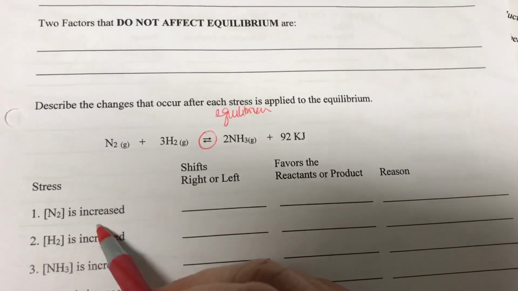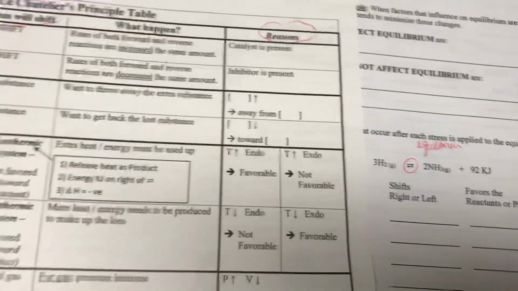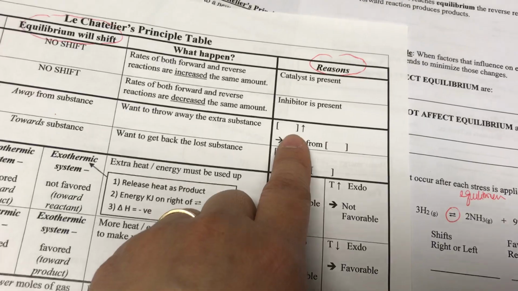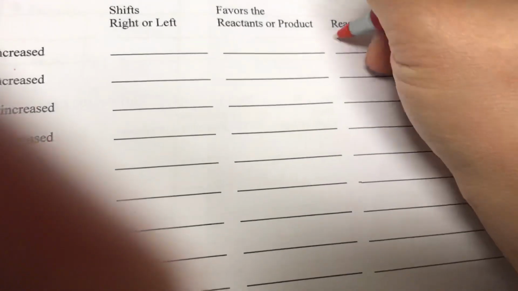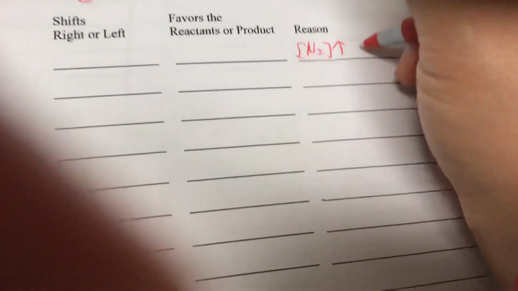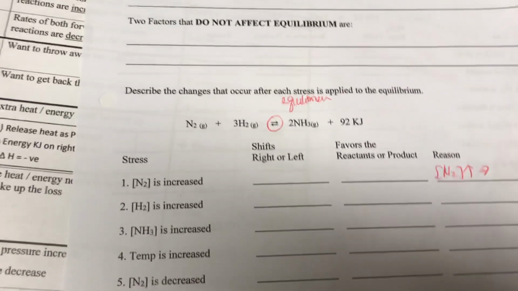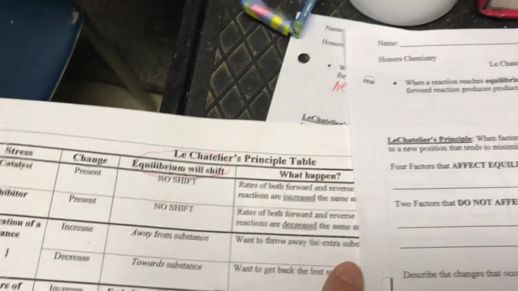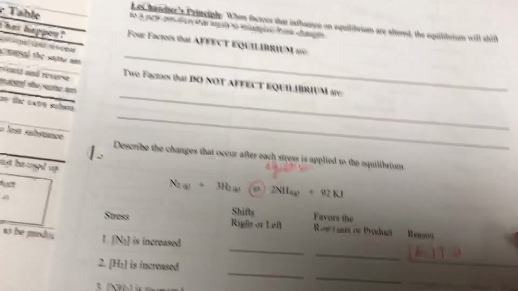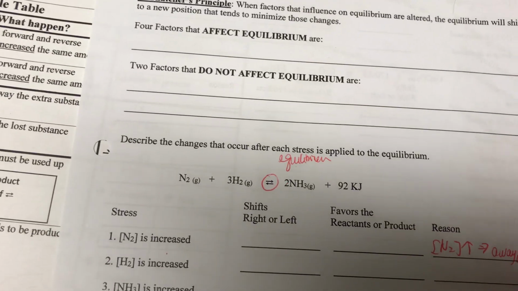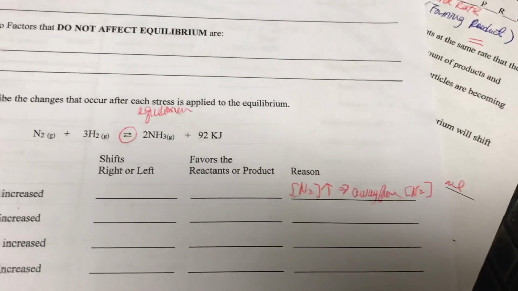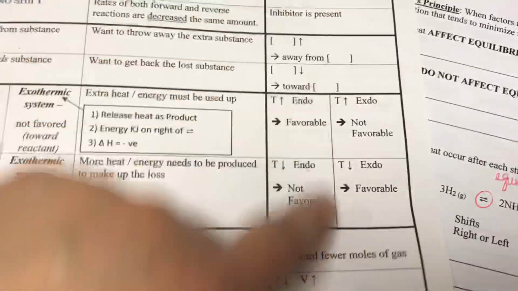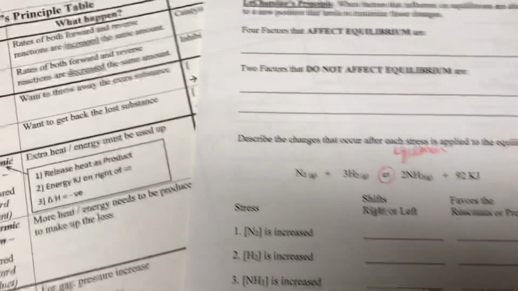Now, let's say N2 is increased. So I'm using the reason part here. I increase the concentration of N2, so in the reason I'm going to write N2 go up. If I increase the concentration, you want to stay away from it, because you want to throw away the extra thing. So in this case, I want to stay away from N2. All the reason things are in this column.